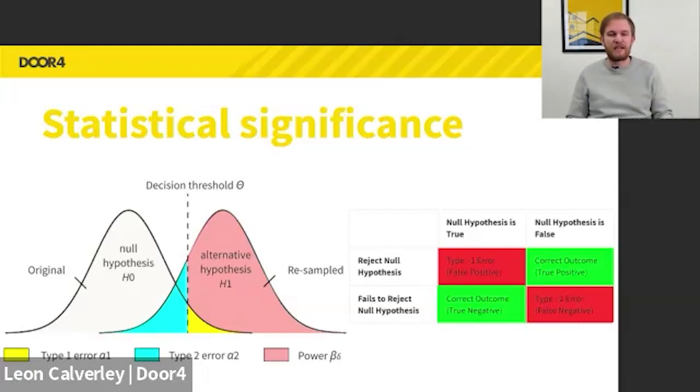So if you don't set up your test correctly from the start, you're leaving yourself more susceptible to type 1 and type 2 errors. So type 1 is a false positive. It's identifying the difference between the control and the variant as significant, even though there's no actual positive change. Then there's type 2, so this is a false negative.